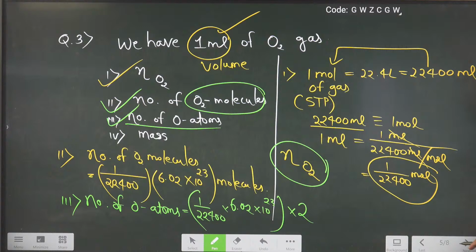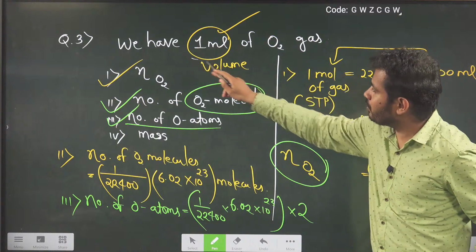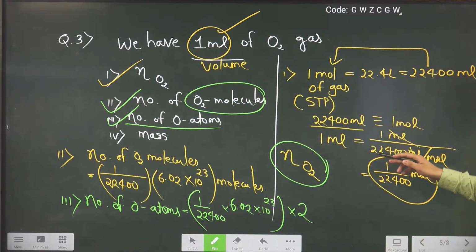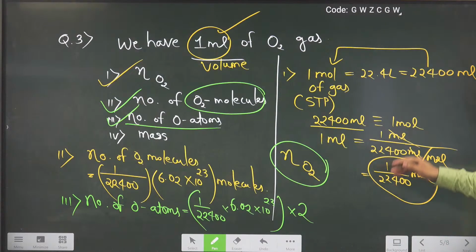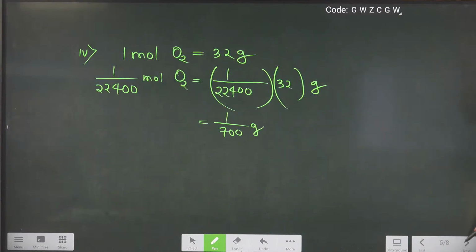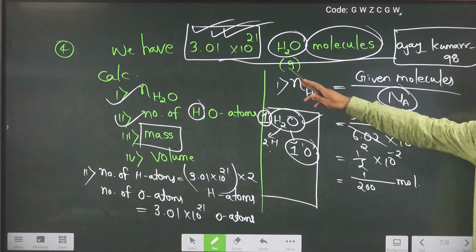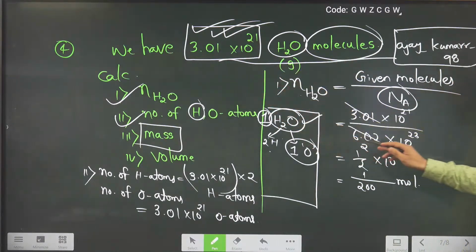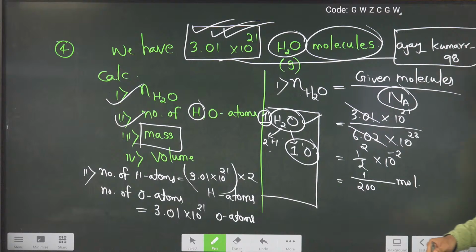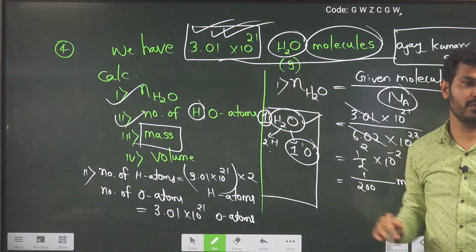Next question, what was there? We have the volume given in the question. From given volume divided by molar volume 22.4 liter, we can get number of moles, and further we can simplify the question. Similarly, question number 4, you can see again given number of molecules was there. From given number of molecules by Avogadro number you can calculate number of moles, and the further part of the question can be solved from there.